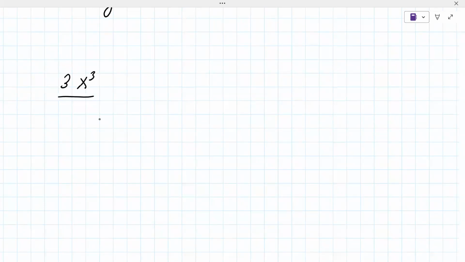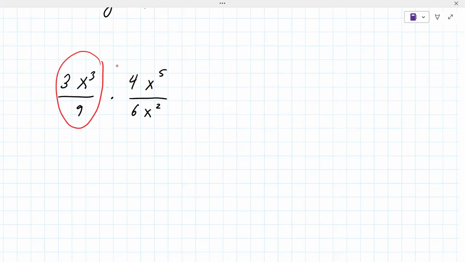3x cubed over 9 times 4x to the 5th over 6x squared. Okay. So you can kind of look at these in pieces. You can be like, all right, let me look at everything over here. Okay. All right. So the 3 and the 9 can be simplified, right? And what goes on the top or the bottom? Tell me what you see. Just x to the third over 3. Good. All right. I like hearing that.